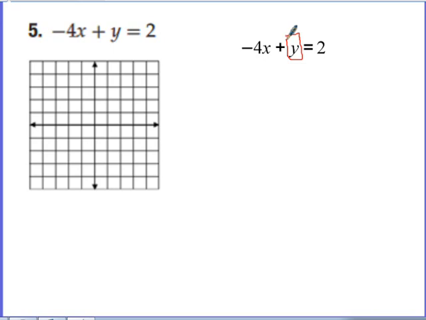So I'm going to box my y. I've got to move my x. So I'm going to add 4x to both sides, and then I have y equals 4x plus 2. I don't have to divide anything here because the coefficient of y is 1, so we're good to go.